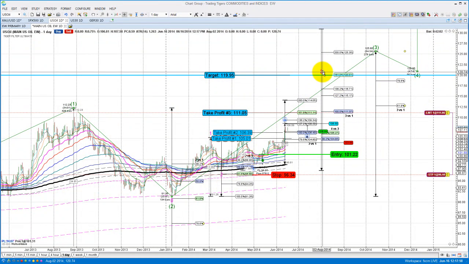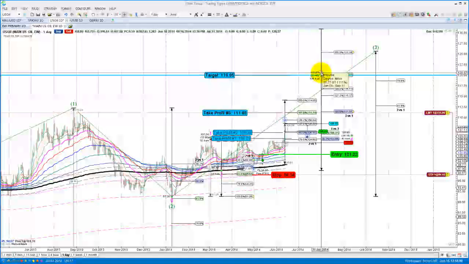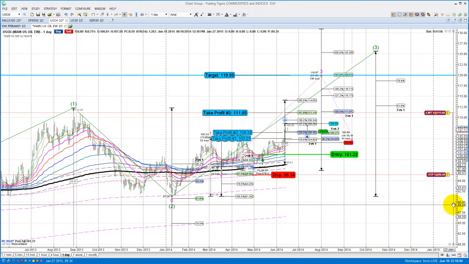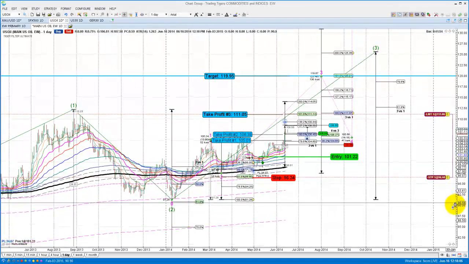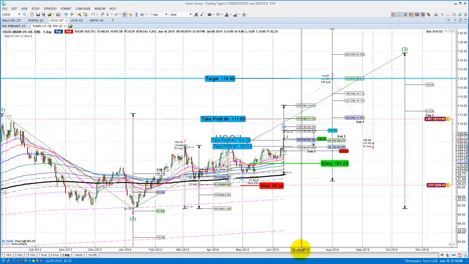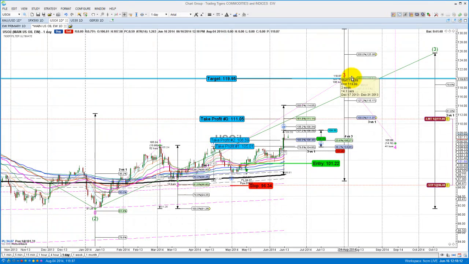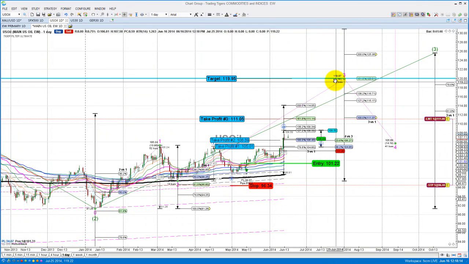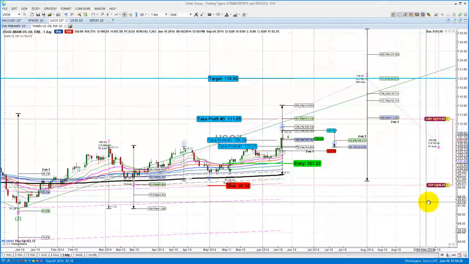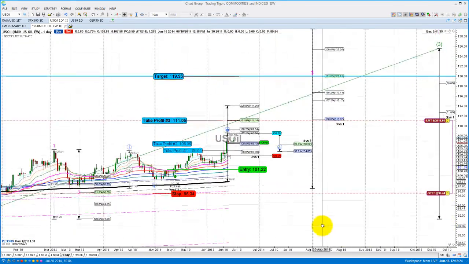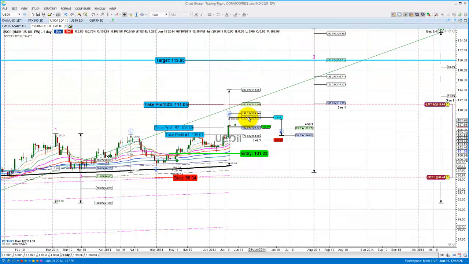Right, and then when we break that down further, we have the minor degree, which is pink, and as you can see, that's where it looks right now. Wave 3 here of the minor degree 161 level is ending at 119.95. So what we want to do, we want to have a look at some potential trades of where we would take any entries.